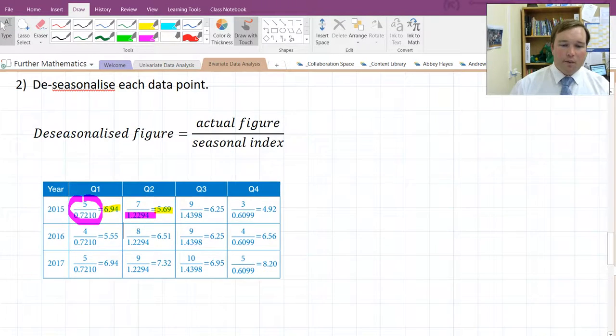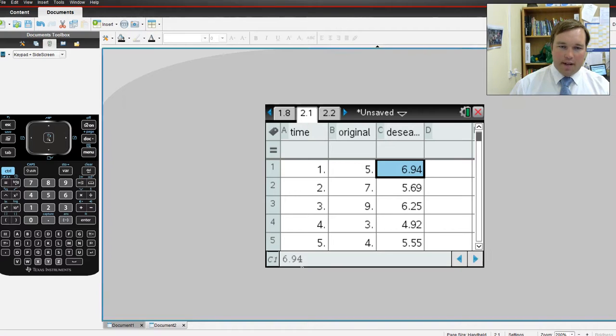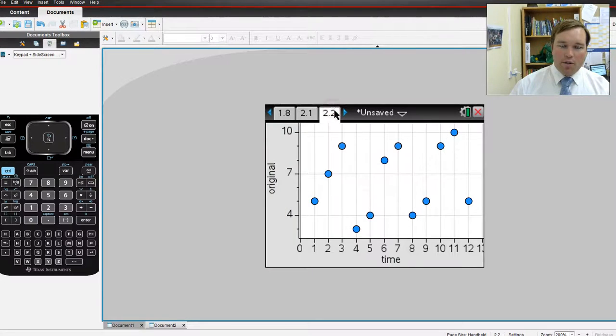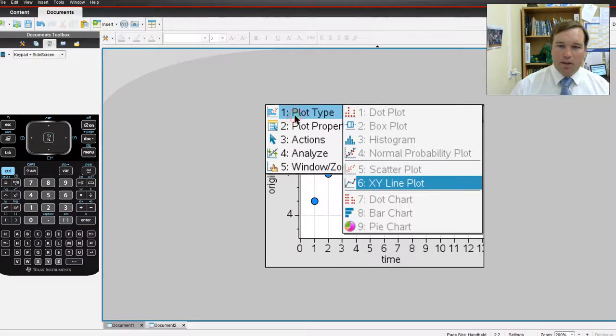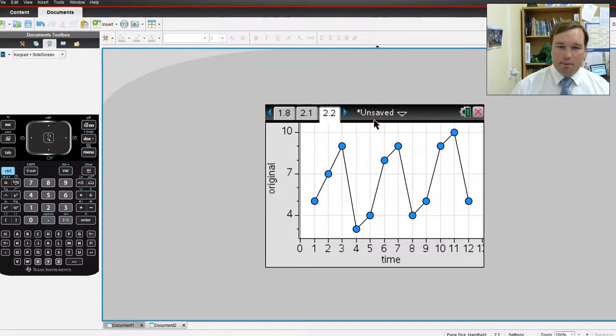Right. Now we can plot it. So on the calculator, we have time with 1, 2, 3, 4 to 12. The original data points are 5 and 7 to start, and so on. And then the deseasonalized data points. Alright. On the plot, this is time versus the original. Now, seeing a pattern there is hard. Typically, a line is plotted between the points. So you can go menu, plot type, plot properties, connect data points.